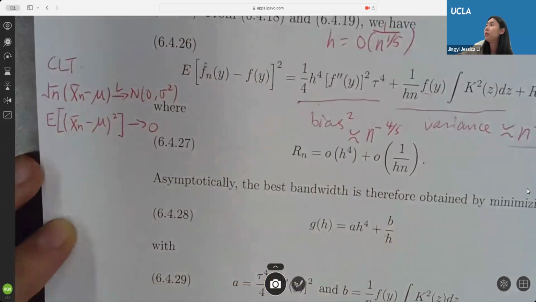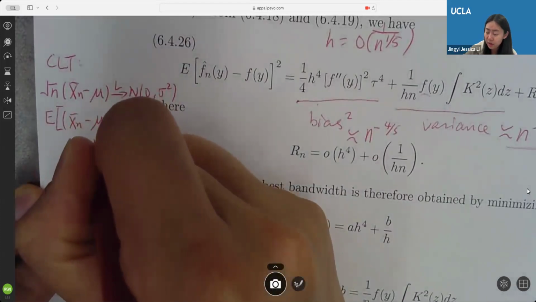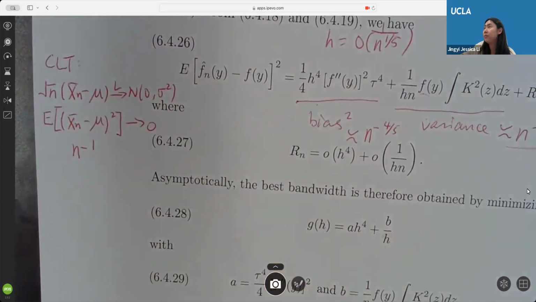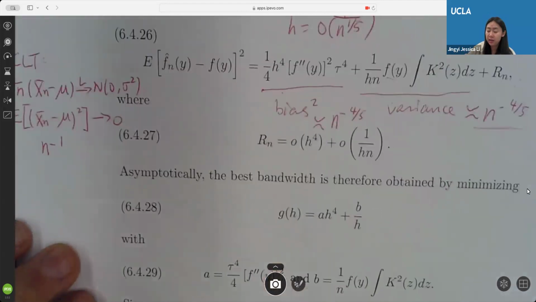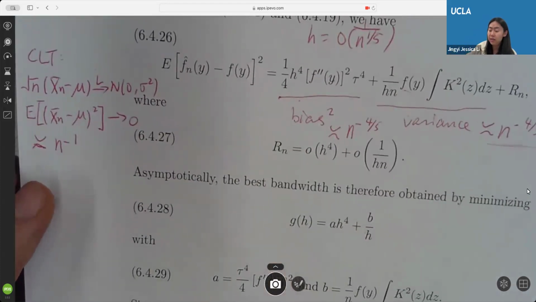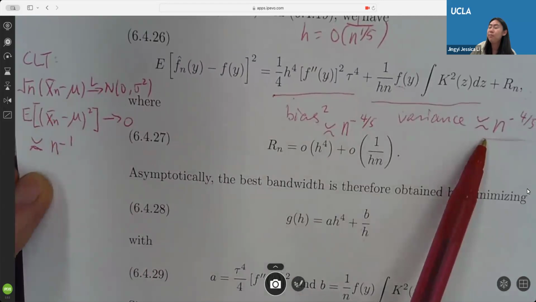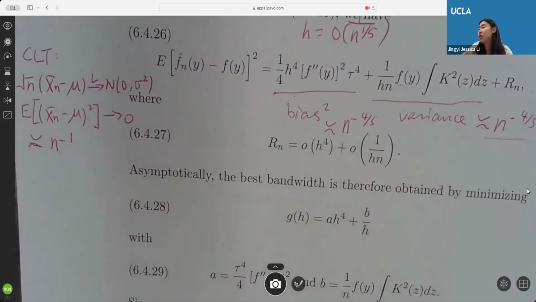Right, we know this goes down to 0, and it goes down to 0 at the rate of n to the negative 1, so 1 over n. So what does this mean? For parametric cases, when estimating this parameter, the estimator is more efficient than in the non-parametric case. Essentially, to achieve the same rate, we need a larger sample. In other words, it goes down to 0 much slower than when we're estimating a parameter.